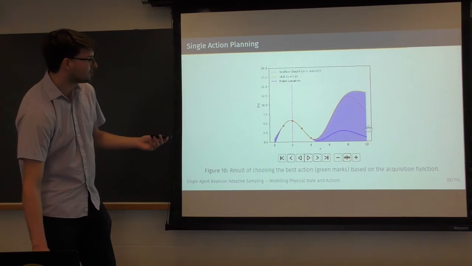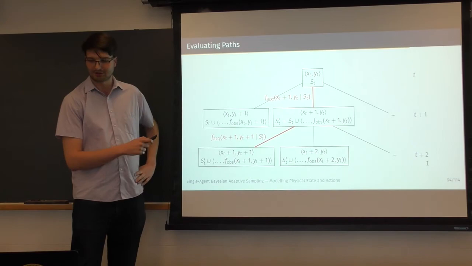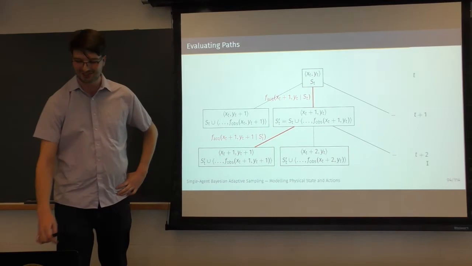And this happens because we're only planning our next action. So we can extend this to evaluating paths. So instead of looking at just the reward of our next action, we can look at the reward of taking a sequence of actions. But can anyone see a problem with this? No, darn, spoiled it. And since we're short on time, I'll just answer my own question.